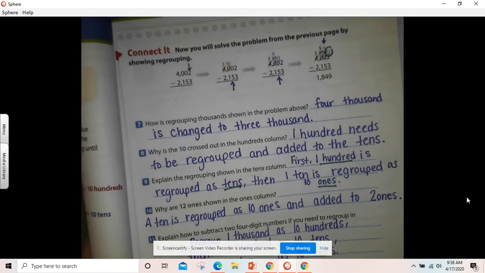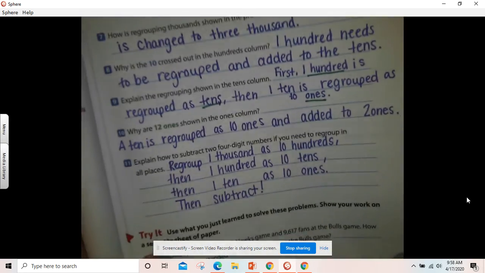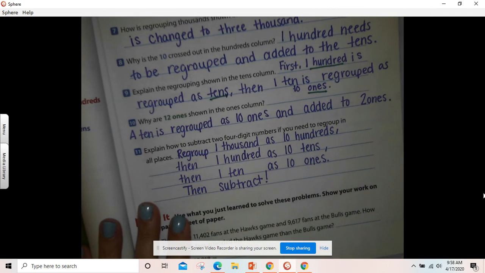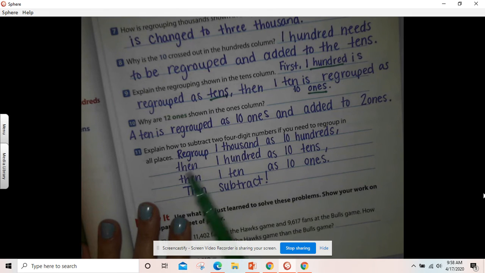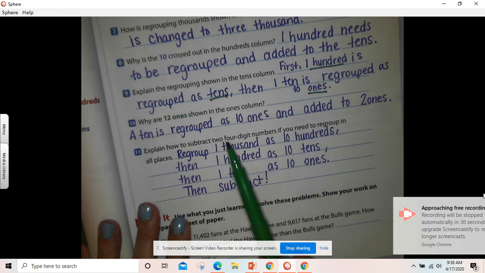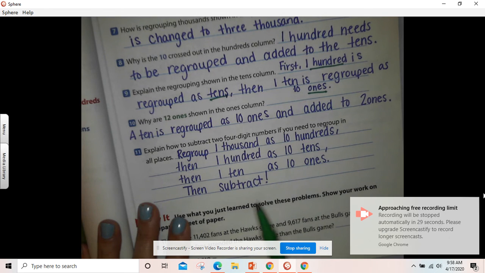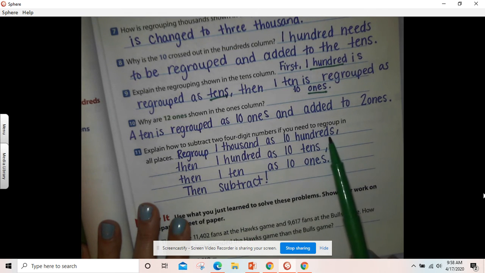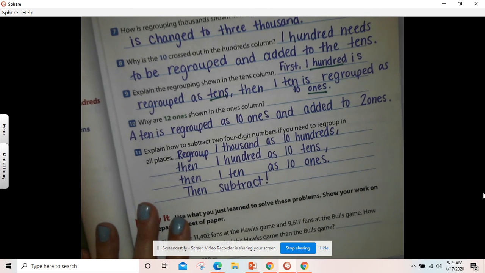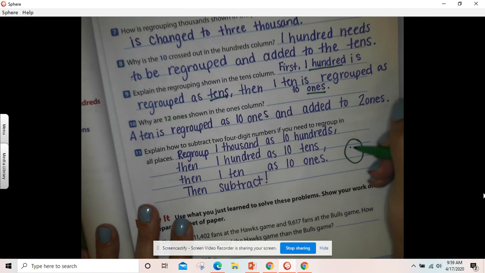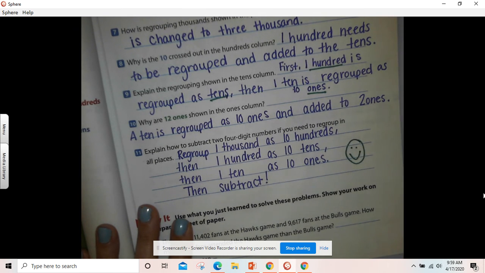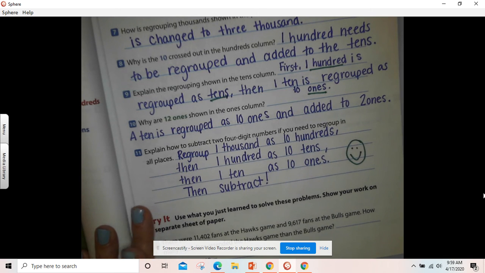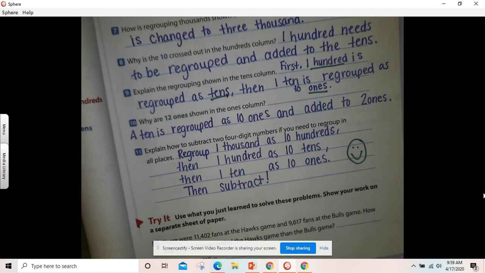I'm hoping that you are using your vocabulary and everything to make sense, because here is the doozy with number 11. Number 11 wanted you to begin to explain how to subtract 2 4-digit numbers as you need to regroup in all places. So I just explained that I regroup 1,000 as 10 hundreds, then 100 as 10 tens, then 110 as 10 ones, and then I subtract. It sounds pretty easy, right? I don't know. All right, I hope that you provided your words and did a good job. Go ahead and complete number 12 and 13 at the bottom of the page.